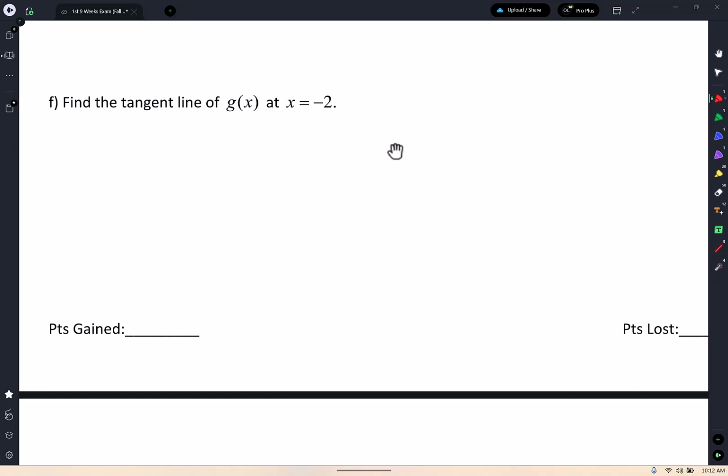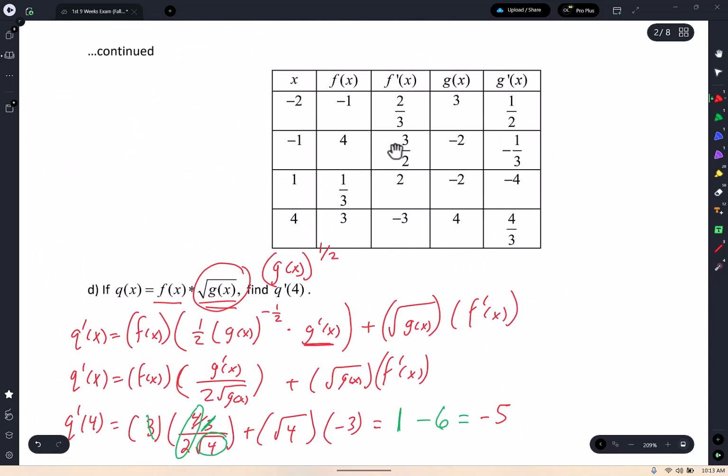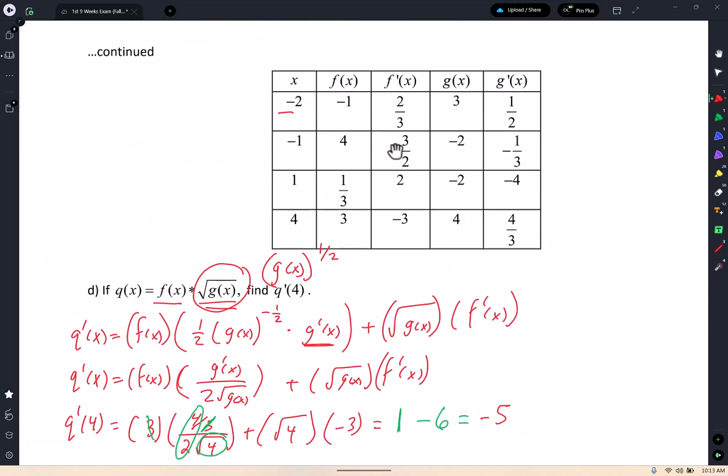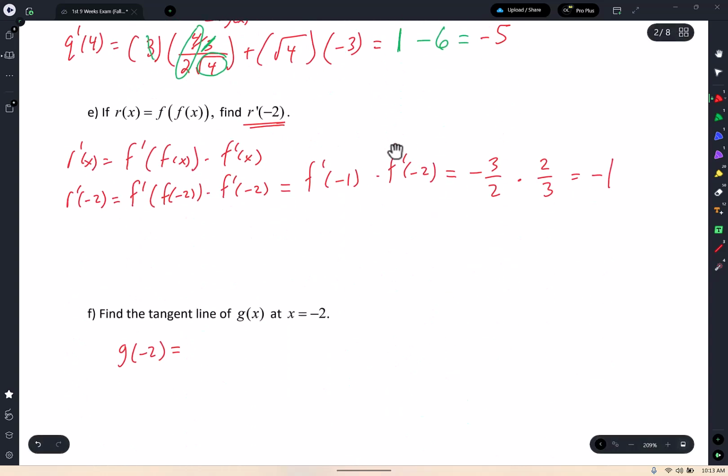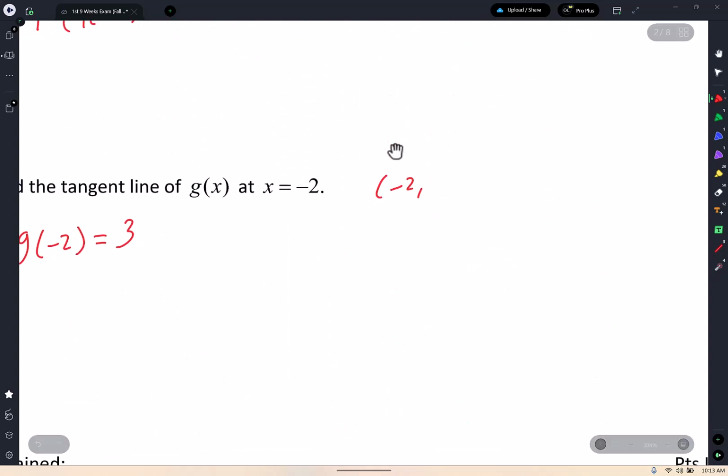All right, here we go. How do I get my point? I just have x equals negative 2. Enter the negative 2, guys. G of negative 2 equals, and I come up here to my table, and I look, G of negative 2 is 3. So there's my point. The point is negative 2, 3.